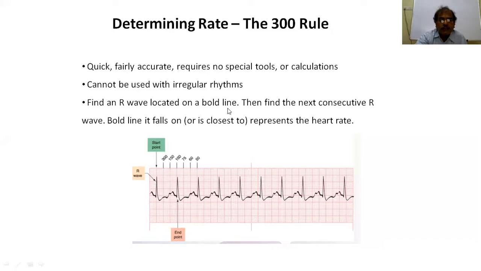So in this rule of 300, what you have to do is, first you find an R wave located on a bold line. This is the large box, and this is the bold line. So this is the point where you start. Then find the next consecutive R wave, which falls on or closest to a bold line. This represents the heart rate. The number of boxes in between: 1, 2, 3. So 300 divided by 3 is 100.